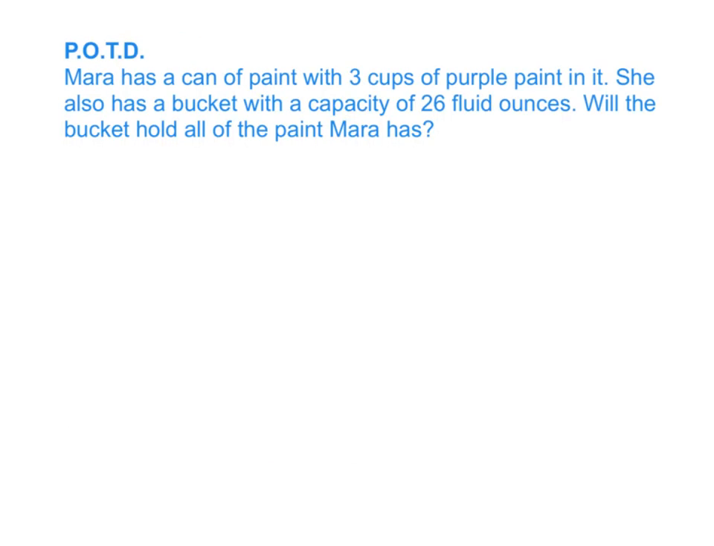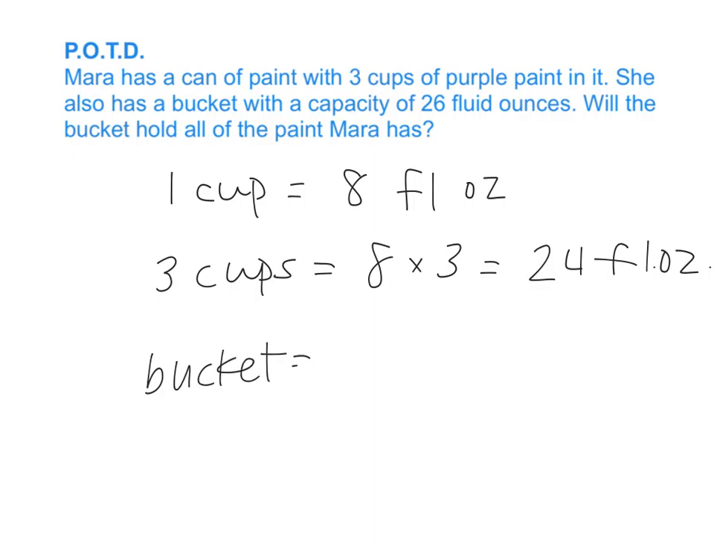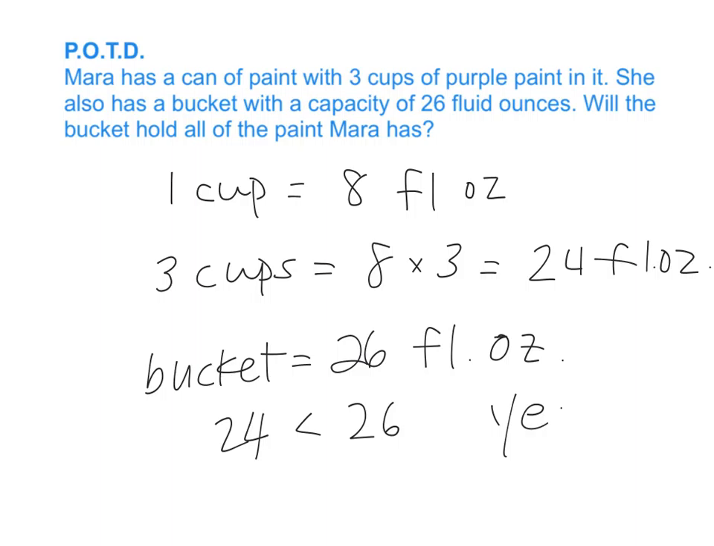So, Darth, how many fluid ounces are there in 1 cup? 1 cup equals 8 fluid ounces. Okay. What do we need to know next? Shreya? So there are 3 cups. I did 8 times 3 to get how many fluid ounces there were in 3 cups, and I got 24. So then that's 24 fluid ounces. And then the bucket has a capacity of 26 fluid ounces. So 24 is less than 26. Yeah. So the bucket can hold 3 cups of purple. So yes, right? The bucket can hold it. Very good.